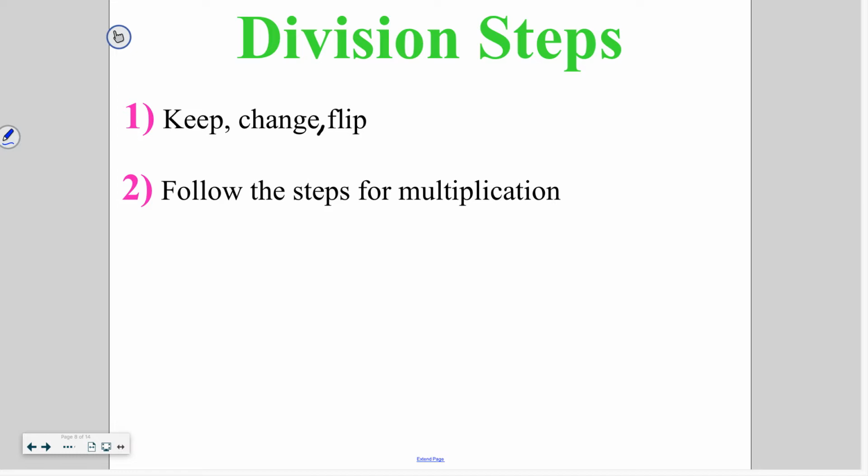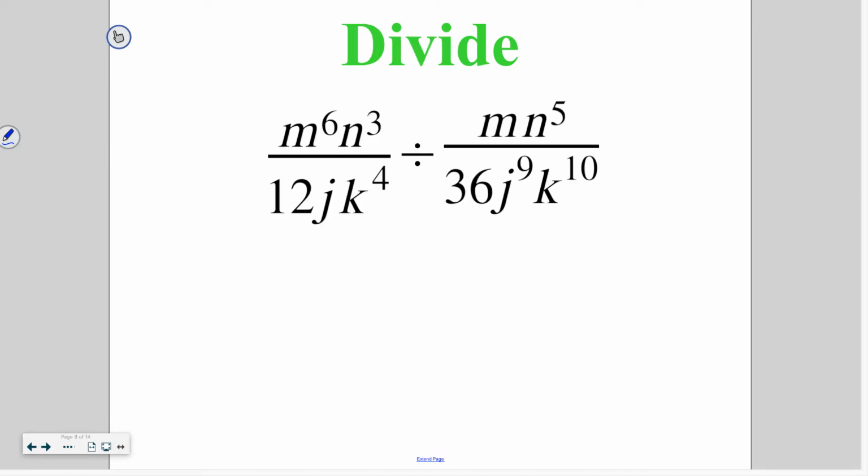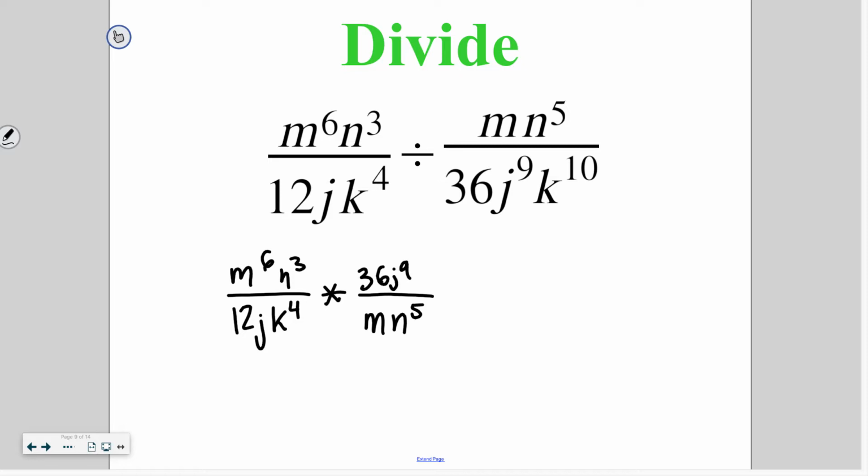Once you've done that, it's now a multiplication problem and we use the steps that we had for the previous problems. So, for example, on this one, we're going to keep the first fraction and say m to the 6th, n to the 3rd, over 12j k to the 4th. That stays the same. Change the sign to multiplication. Flip over the second fraction. So my denominator is now m n to the 5th, and the numerator is 36j to the 9, k to the 10th. Now we're going to go through and do some of that cross-reducing.